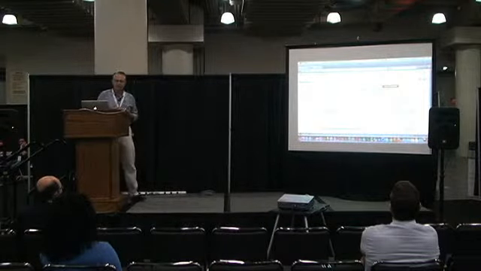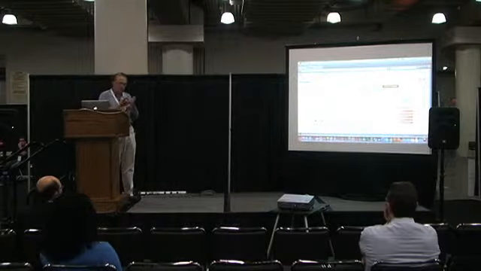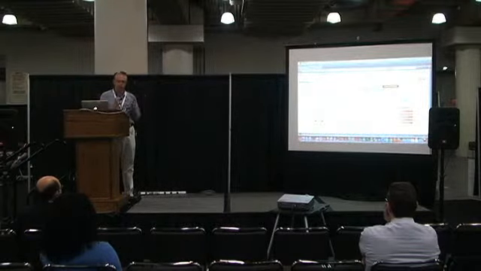Okay, so I mentioned this idea of a workload. So what is a workload? The way to think about it is that it's this container that lets me group together a number of servers, and on those servers I have applications running.